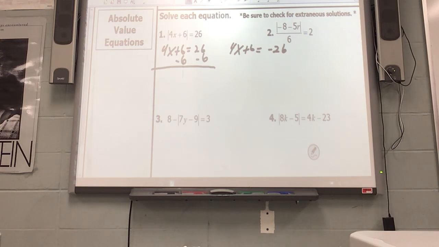Okay, so now we can drop our 4x down. 6 minus 6 is nothing. He gone. 26 minus 6 is 20. Okay, now I need to get the x all by itself. So what property is it when I can divide 4 by 4 and get a 1? Because that's what I just did right there. What's the name of that property?